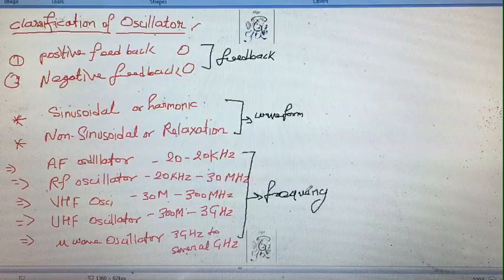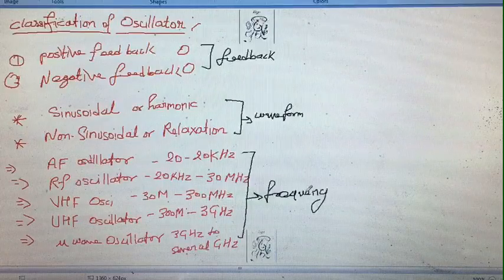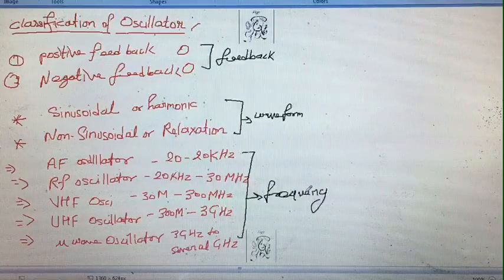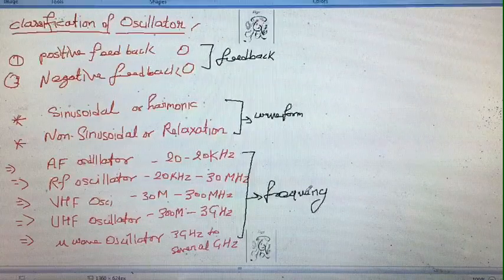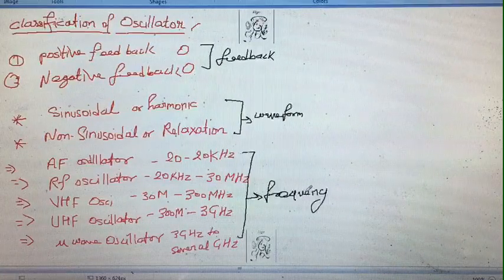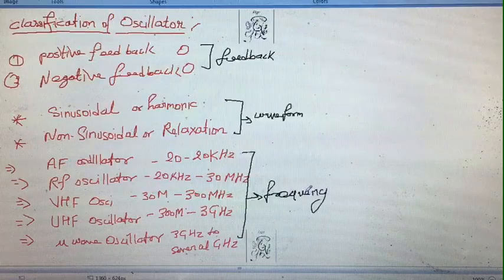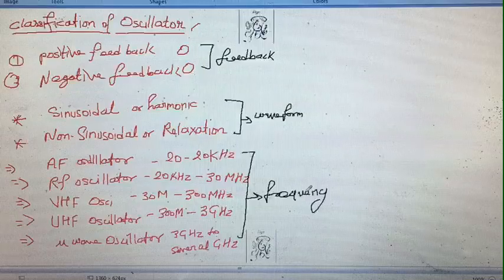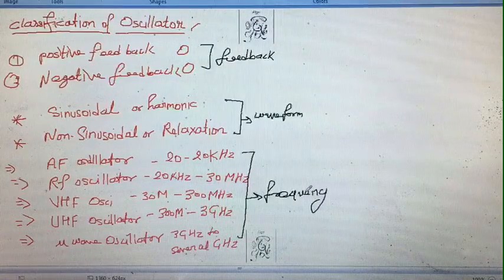In positive feedback oscillator, we use positive feedback for the oscillations. In negative feedback oscillator, we use negative type of feedback. Sinusoidal or harmonic oscillators are those oscillators which produce the sinusoidal waveform. Non-sinusoidal oscillators are those which cannot produce the sinusoidal waveform. AF oscillator is used for audio frequency generation. RF oscillator is used for radio frequency generation, that means the frequency between 20 kHz to 30 MHz.